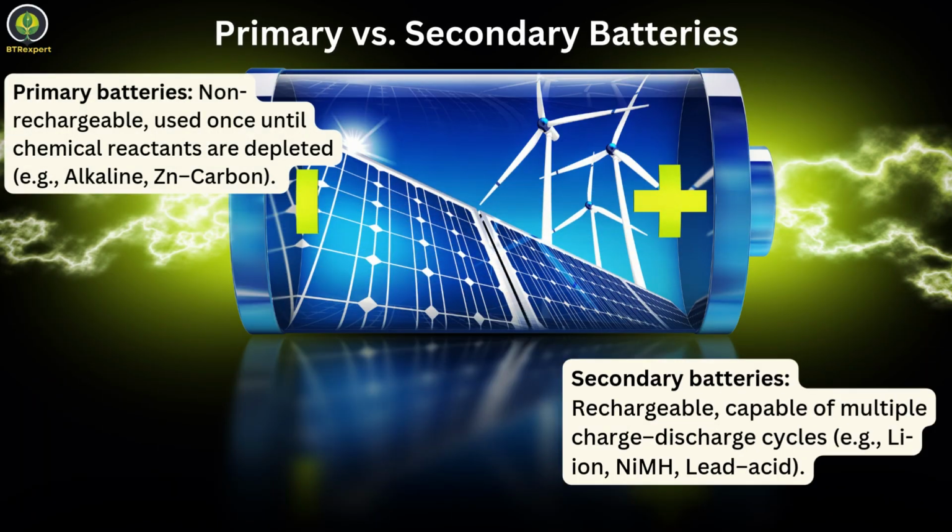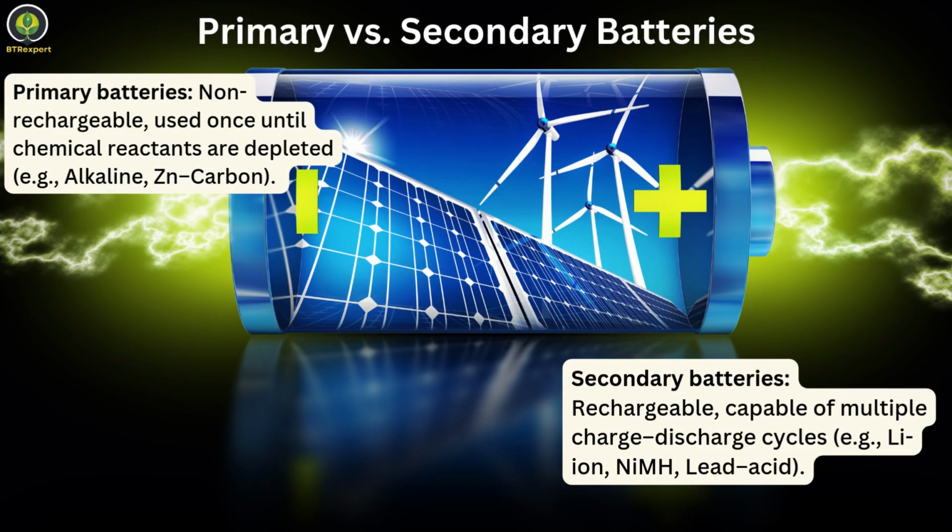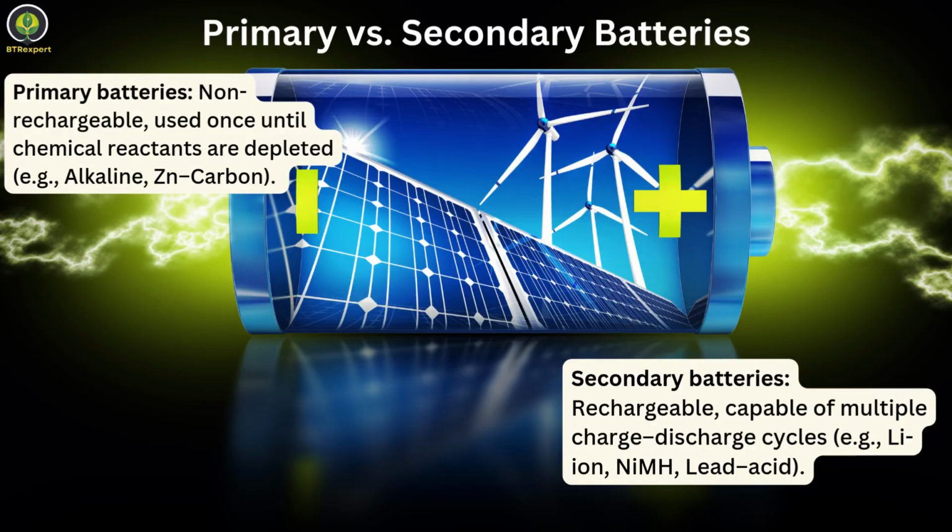Primary batteries are non-rechargeable. They're designed for single use, continuing until the chemical reactants are fully depleted. Common examples include alkaline and zinc-carbon batteries. On the other hand, secondary batteries are rechargeable and can go through numerous charge-discharge cycles. This includes familiar types like lithium-ion, nickel metal hydride, and lead-acid batteries. These offer a significant advantage in terms of cost per use and sustainability, given their ability to be reused hundreds, if not thousands, of times.